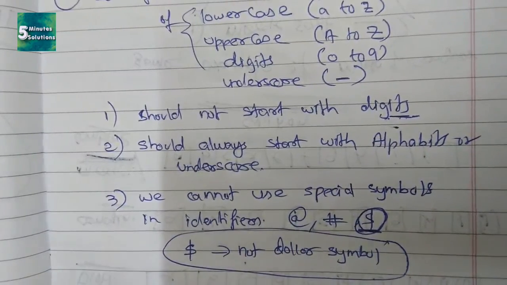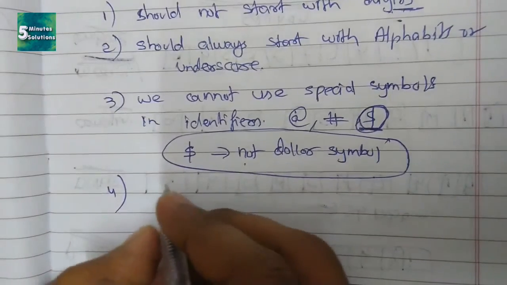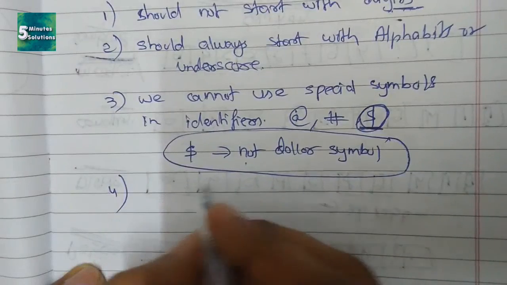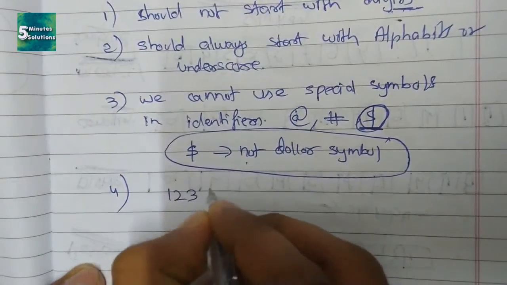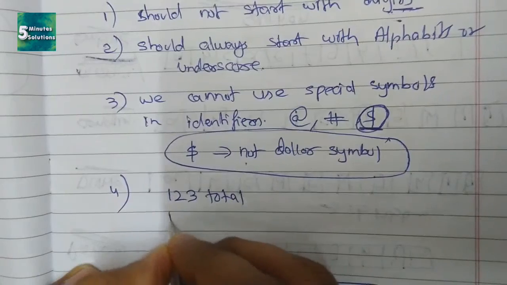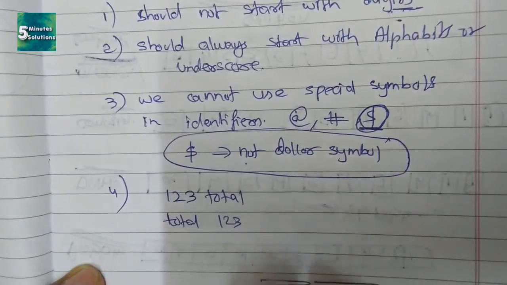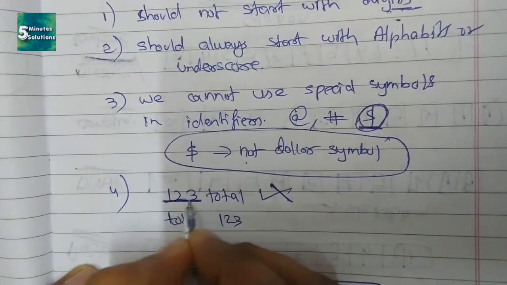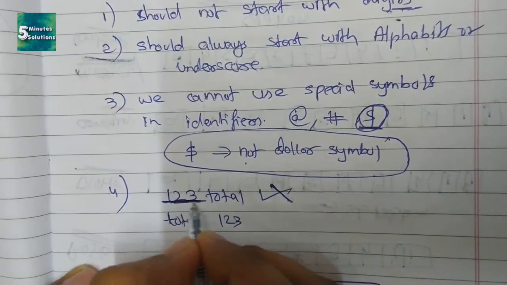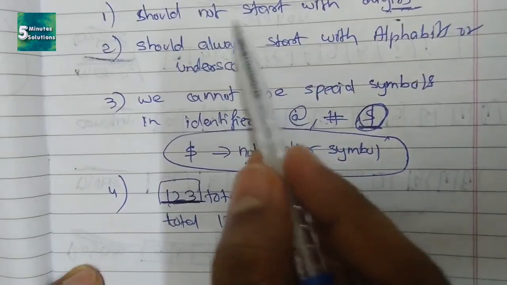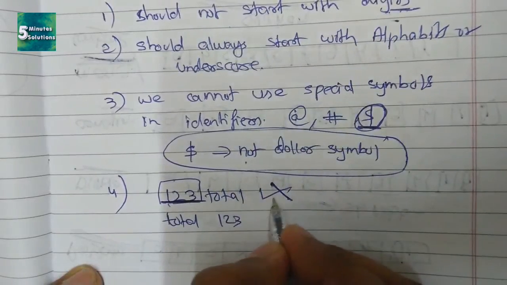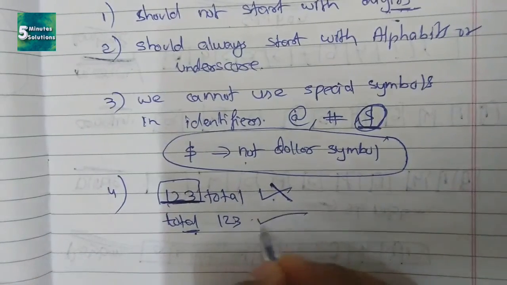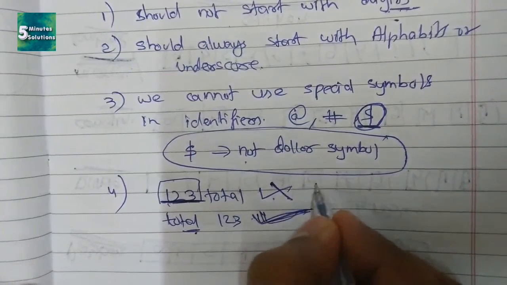Okay, now let's take some examples with it. For example, an identifier should not start with a digit. Let's take these two, 123total and total123. Which one is the right one? This one is wrong because it starts with a digit, so it is not an identifier, because there is a rule it should not start with digits. And total123 starts with letters, so it is right. This is valid, this is invalid.